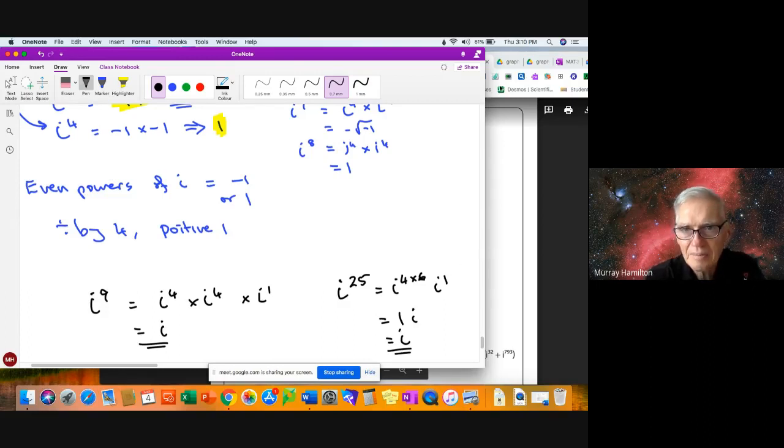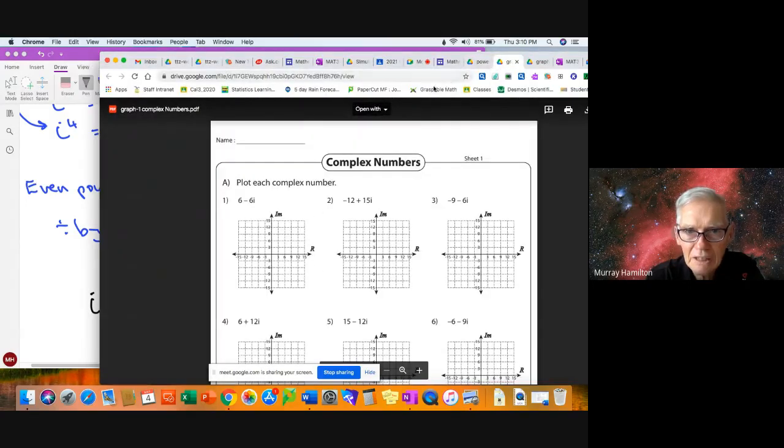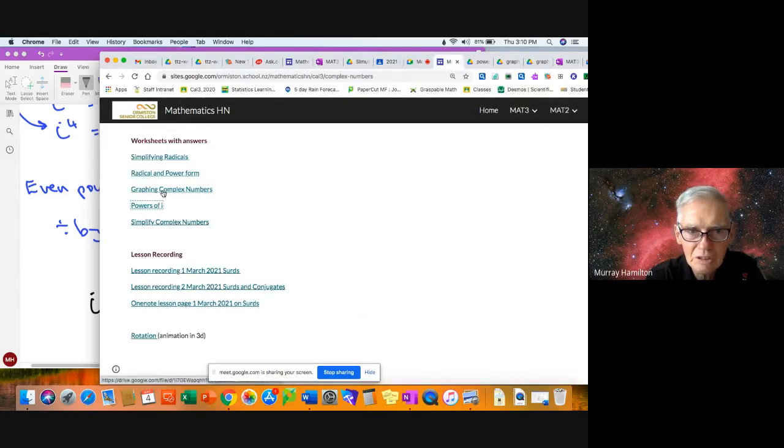Okay, class. With that, hopefully, you'll be able to go ahead. I won't give you too much work today. If you could do these ones here, these 2 worksheets, graphing of complex numbers and powers of i, just do those 2. And next week, hopefully we'll be back at school. We can do simplifying complex numbers and continue.